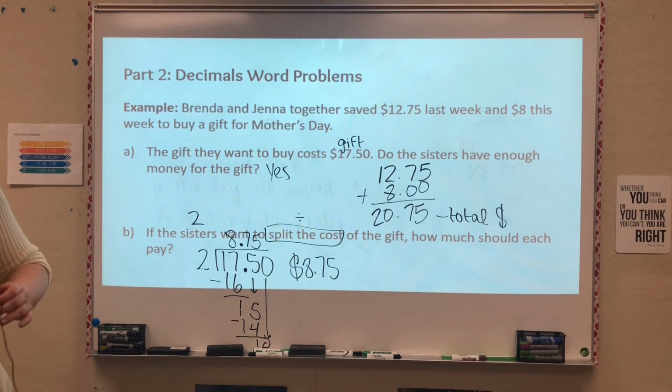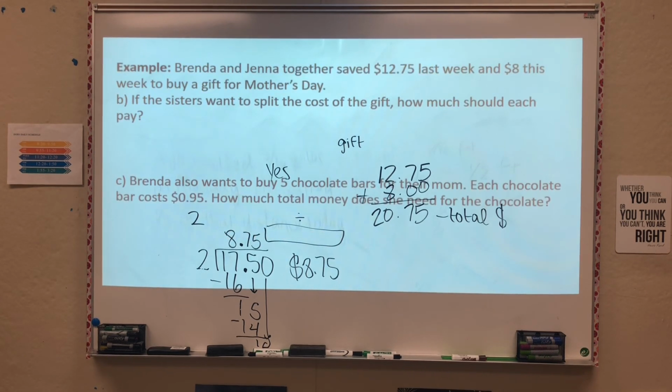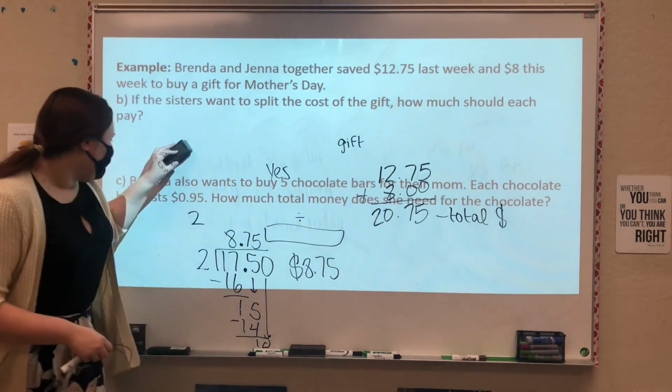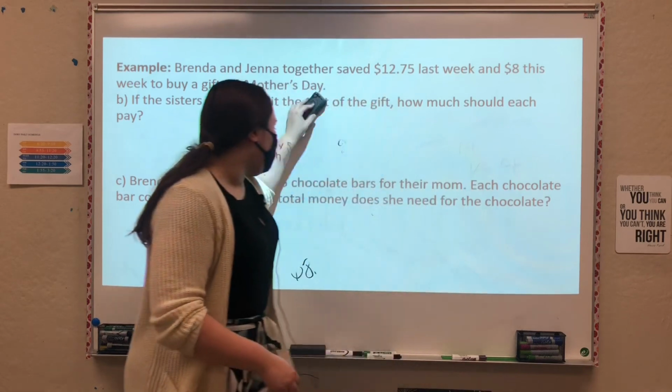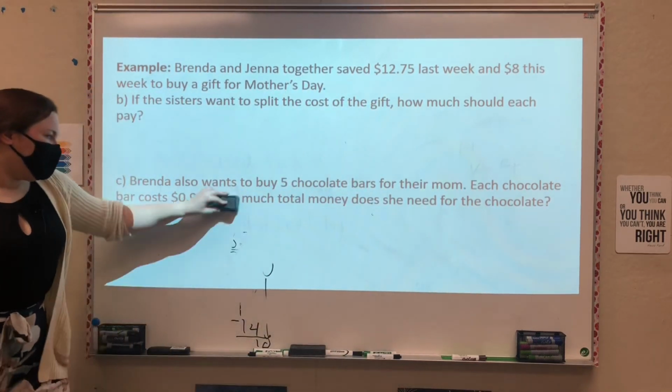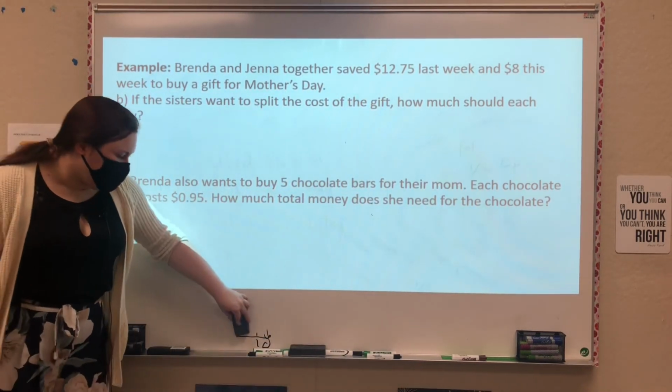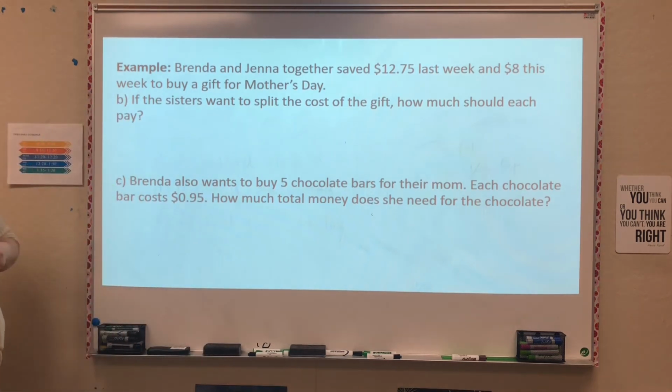I think from memory there's one last part, right? Yeah, part C. And part B is back up here. Part C says, Brenda also wants to buy 5 chocolate bars for their mom. Each chocolate bar costs 95 cents. How much total money does she need for the chocolate? Tell me what we're thinking here.